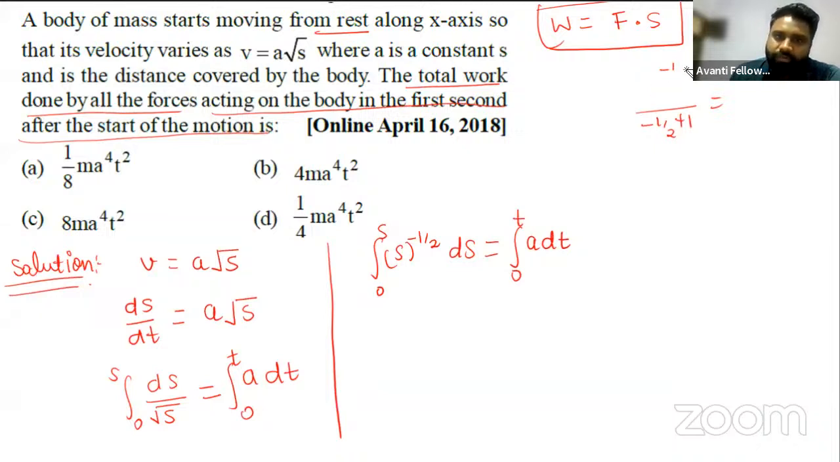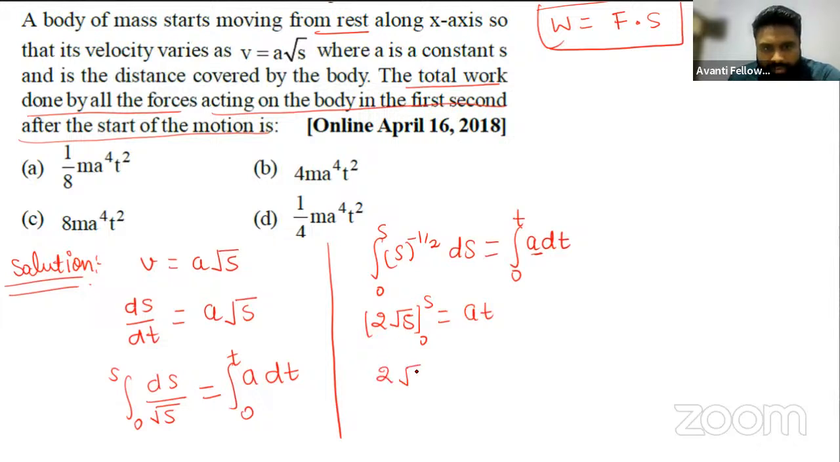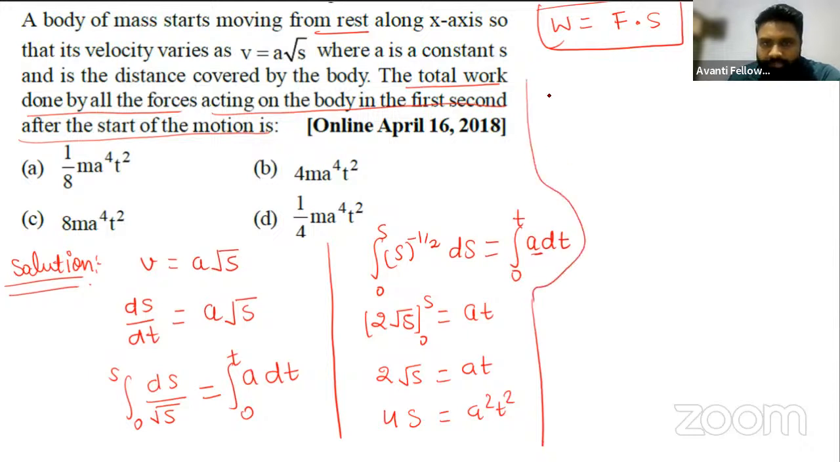So just remember these types of integration, direct integration. You have to remember that for 1 by root s, it will be 2 root s. So it will give you 2 root s. And integration limits are from 0 to s, equal to, it is a constant a, so you can take it out, so this will become at. Now it will become 2 root s is equal to at, and if you square it, it will become 4s is equal to a square t square. So here a relationship between s and t, you will have s is equal to a square t square by 4.